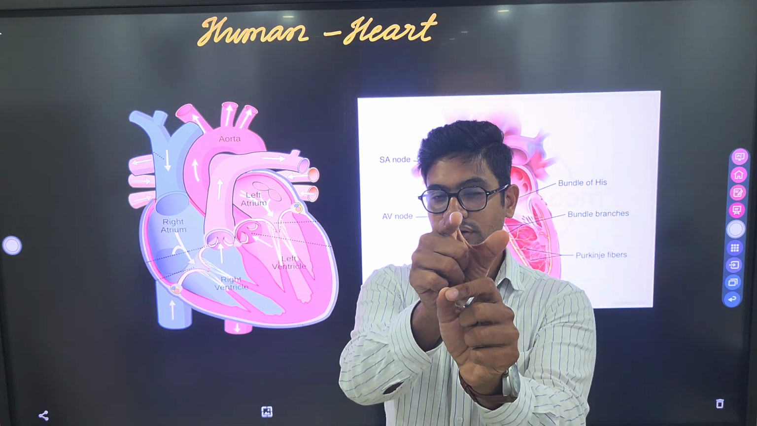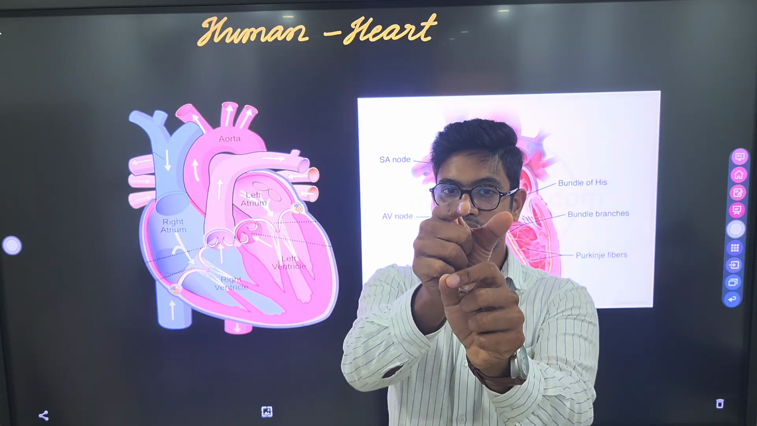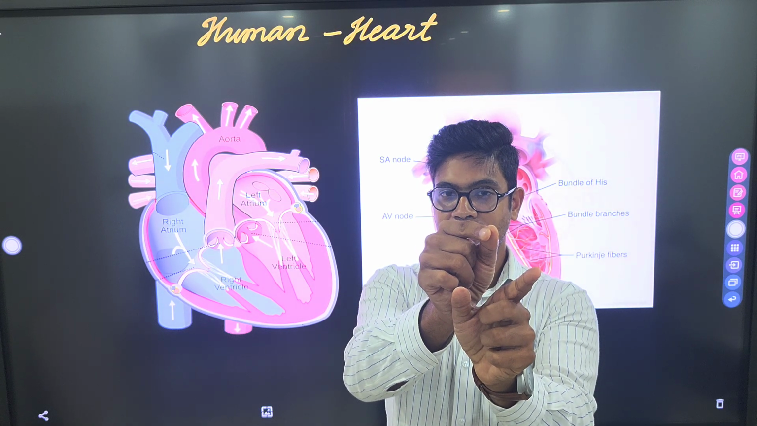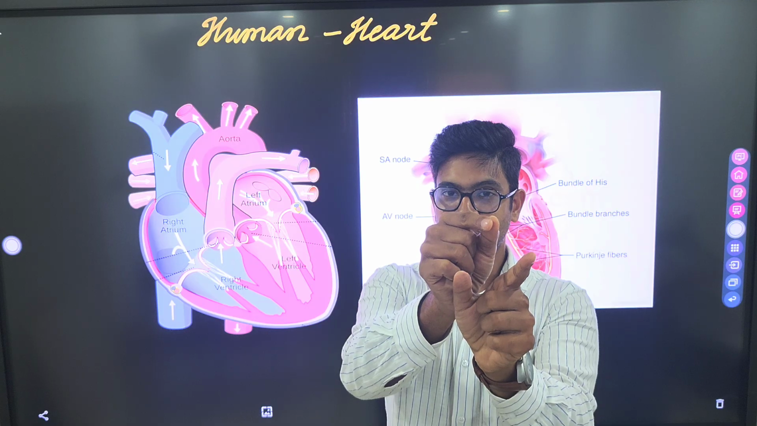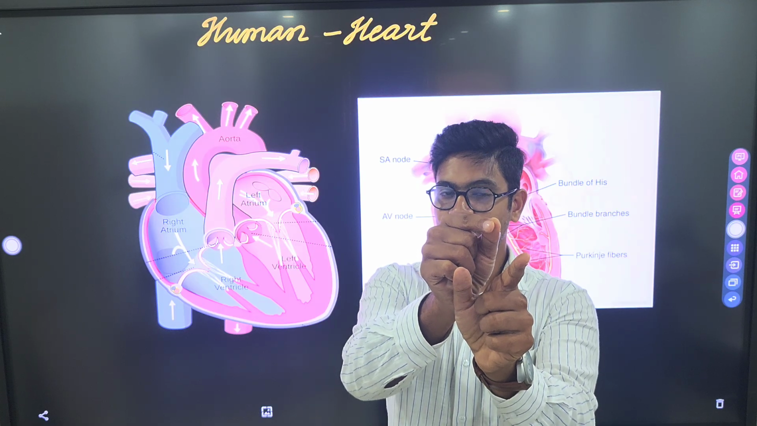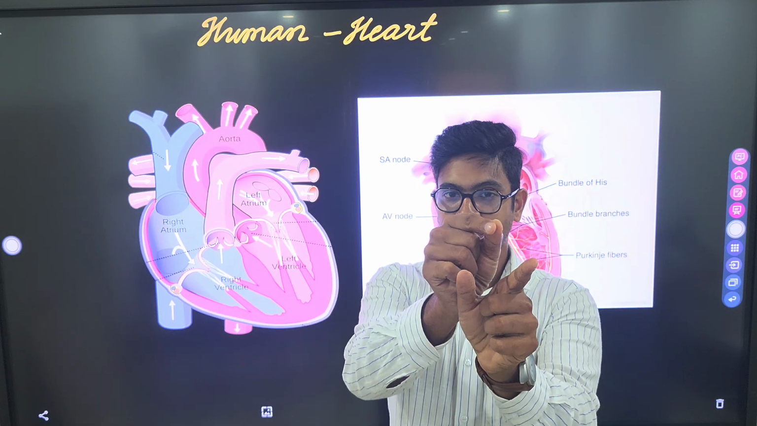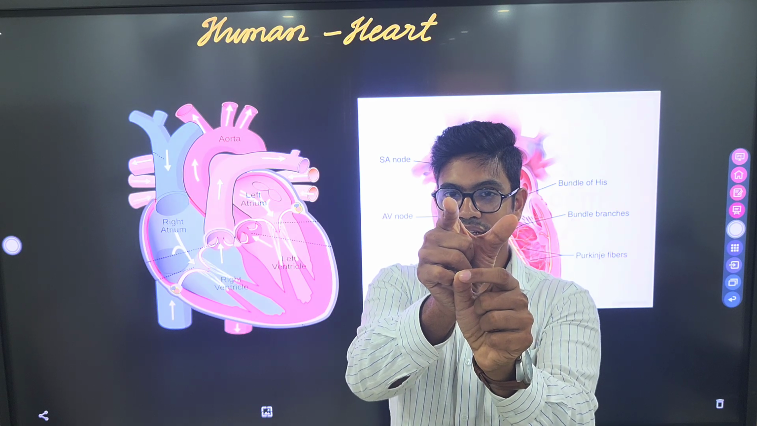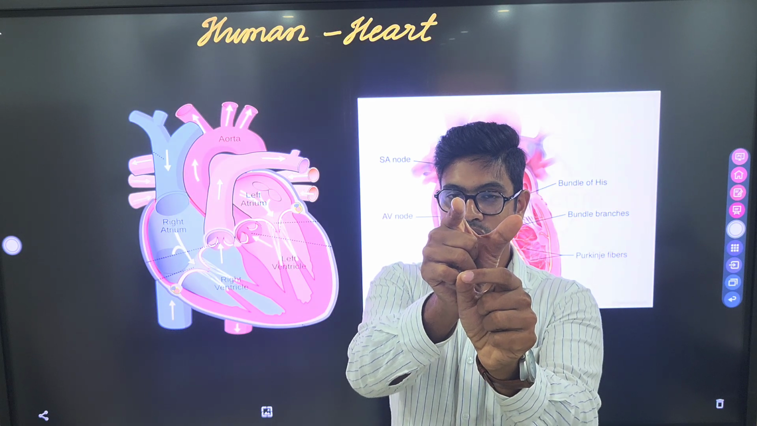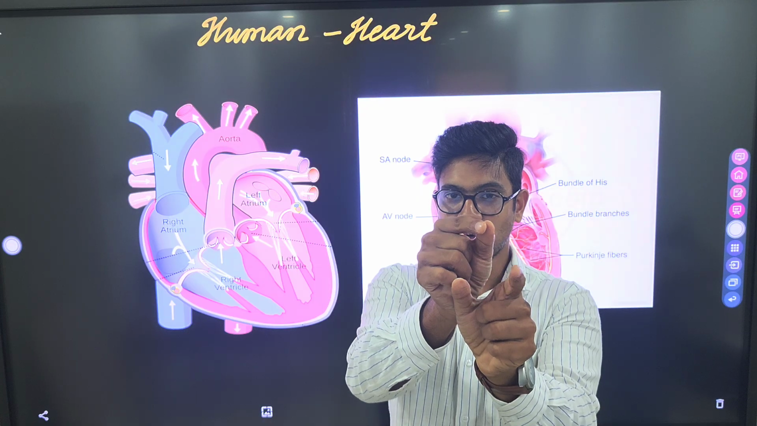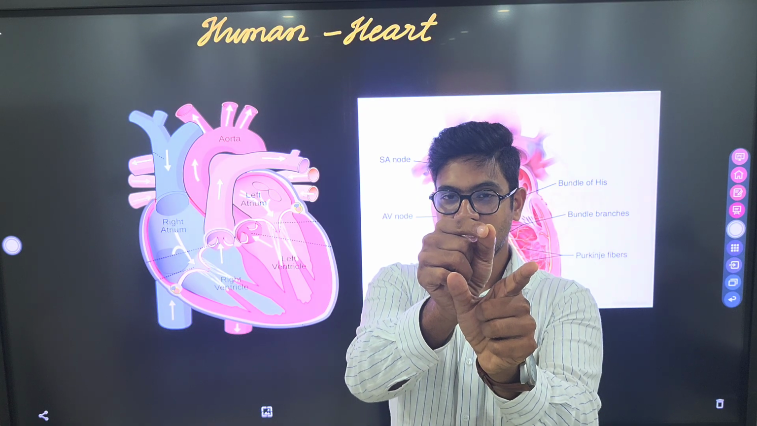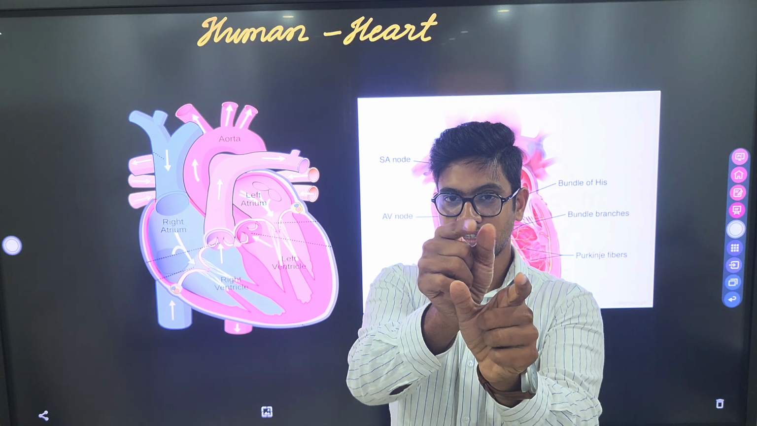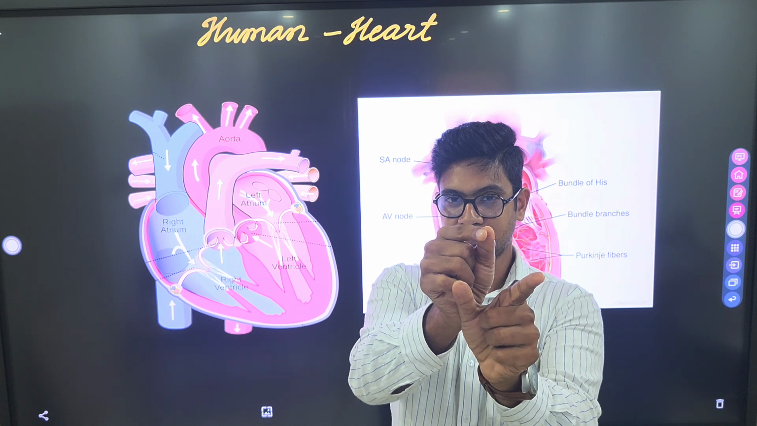So the heart beats, or functions, in this manner. When the atrial systole happens, there is simultaneous ventricular diastole, and when the ventricular systole happens, there is simultaneous atrial diastole. So when there is atrial systole, there is ventricular diastole. When there is ventricular systole, there is atrial diastole. So this is the way the heart beats.